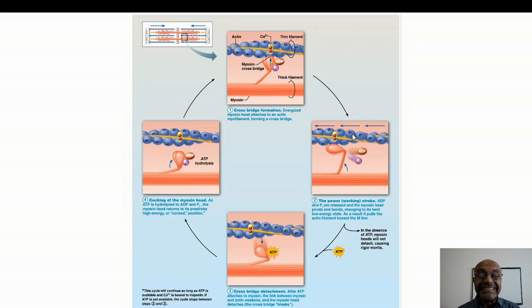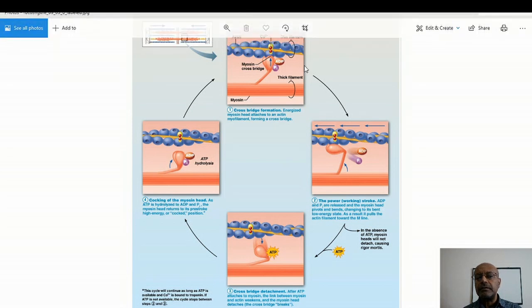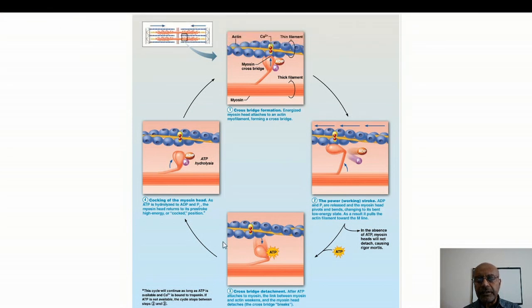A multitude of such strokes, such pulling by the myosin head on the thin myofilament, happens, and this causes muscle contraction. By the way, this can repeat if another stimulus comes after the other. This can take place again and again. So these are the 4 steps of muscle contraction. To repeat, here ATP is needed, and when ATP arrives here, if this myosin head was attached, it gets detached.